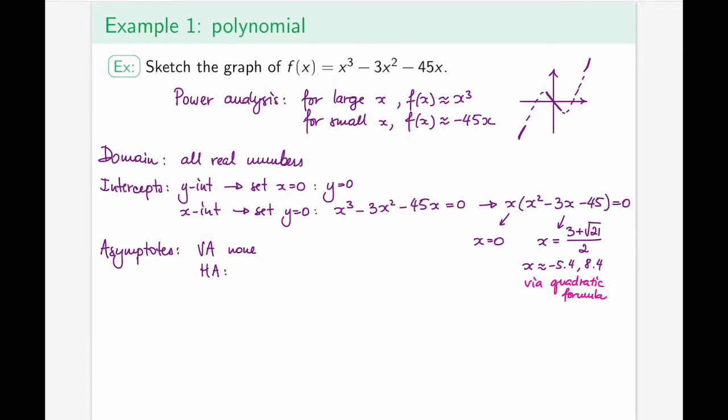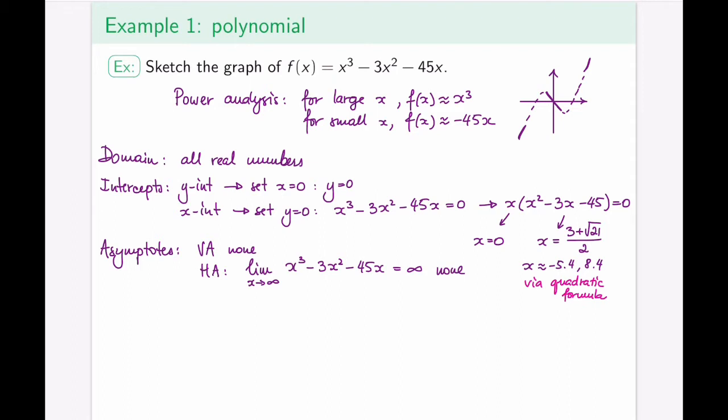For the horizontal asymptote, I'm going to have to take the limit as x goes to infinity of my function, so x cubed minus 3x squared minus 45x. Here, though, I know that for large values of x, this entire polynomial will look like its biggest power, x cubed. The limit of x cubed as x approaches infinity is of course infinity. So that means there are no horizontal asymptotes either, because we did not end up with a number to approach near the infinity.